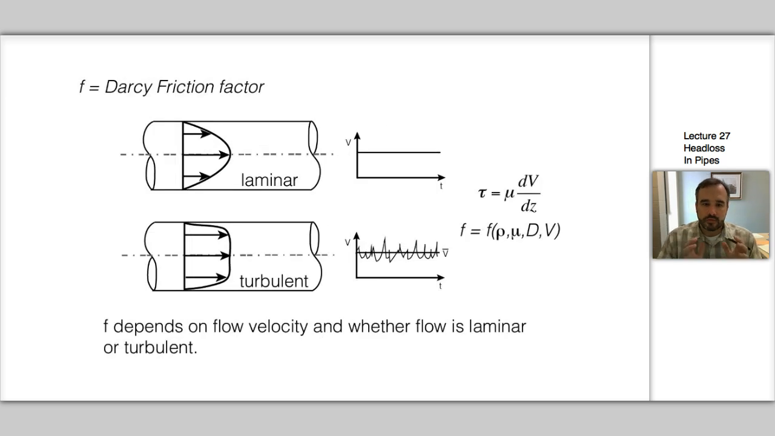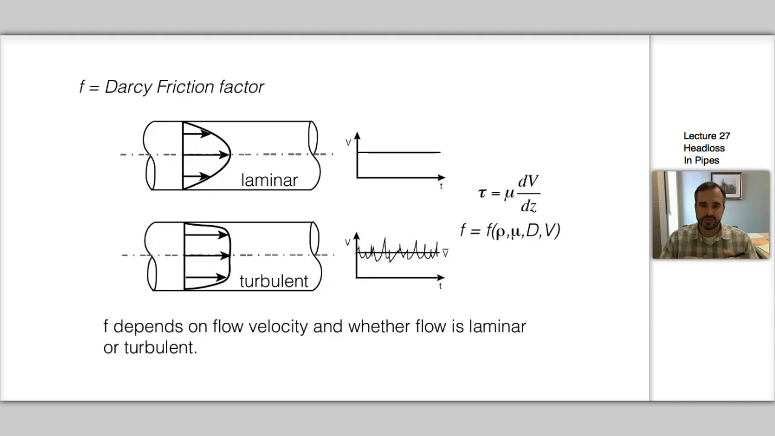So the Darcy friction factor is the other one that we haven't seen before, and this one's a little bit more complicated because this is where we're going to lump in all of this stuff that happens at small scales into some general head loss term. Okay? So the first thing we should look at is what the flow looks like in a pipe.